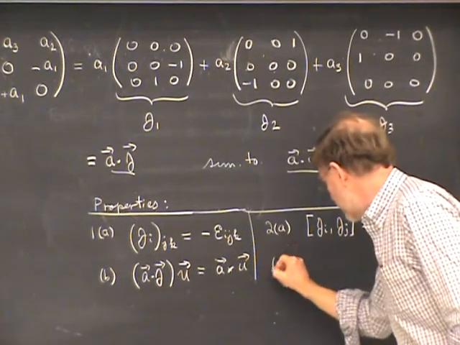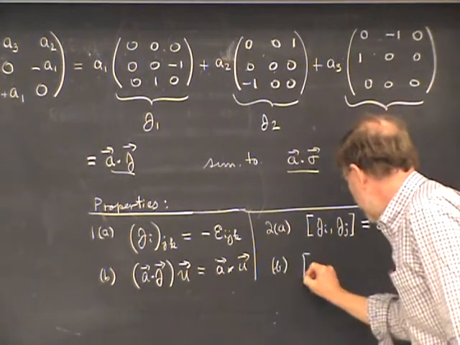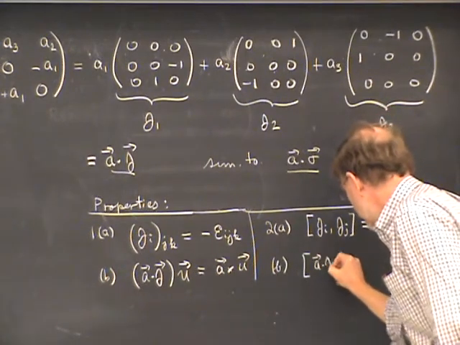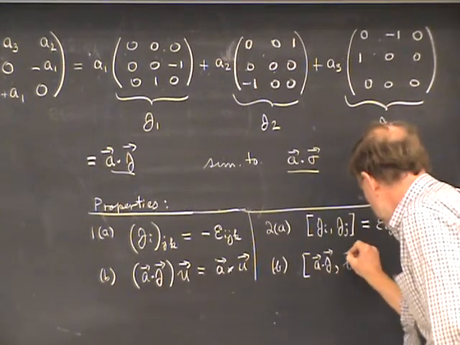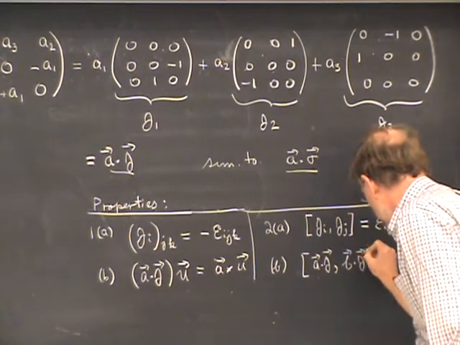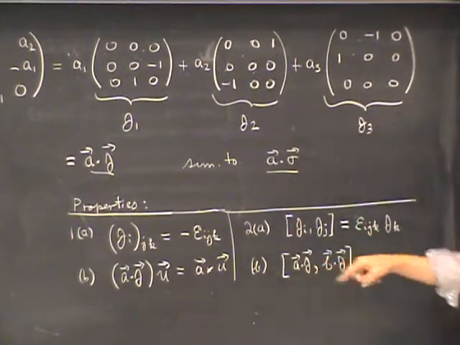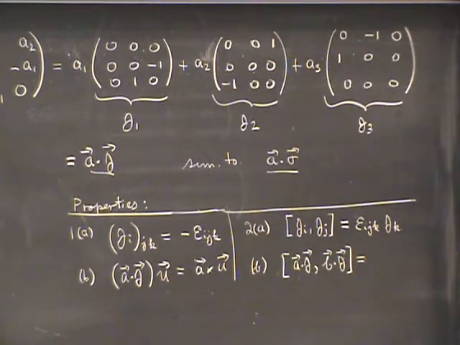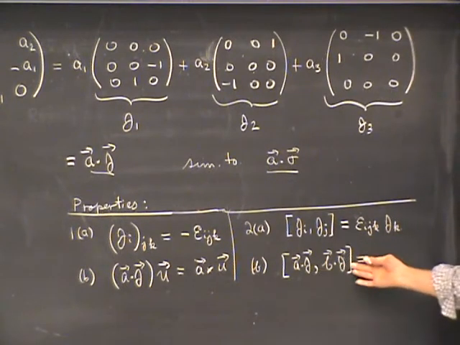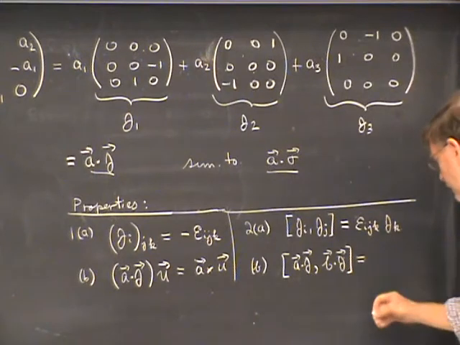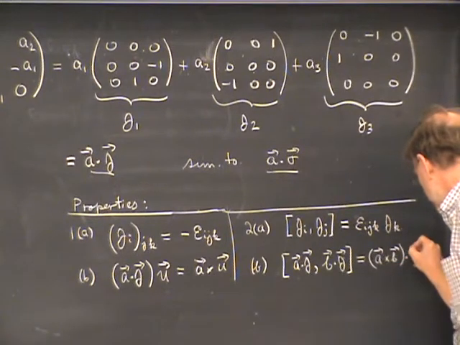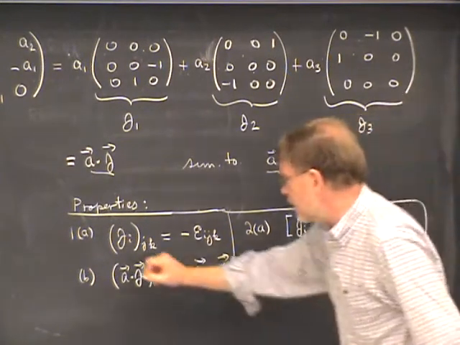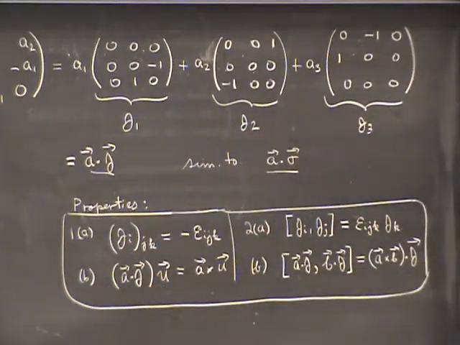Now, there's a variation on this, which I'll call 2b, and it has this form. If we take A dotted into J, this is one particular anti-symmetric matrix parameterized by the free vector A, and then take another anti-symmetric matrix parameterized by a different free vector, call it B. Well, it's easy to show the commutator of two anti-symmetric matrices is anti-symmetric. So the result has to be expressible in terms of the dot product of some three-vector into the J matrices. And the question is, what is that three-vector? The answer is that it's the cross product of A with B. It's A cross B dotted into J. So these are the main properties of the J matrices which we'll use.